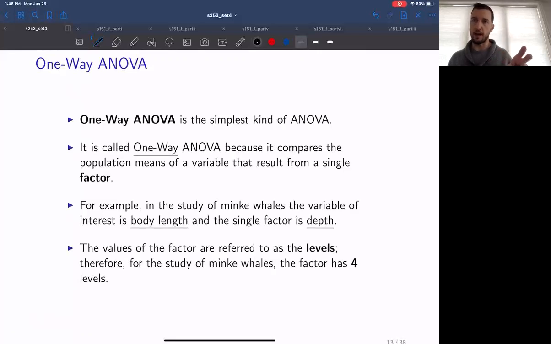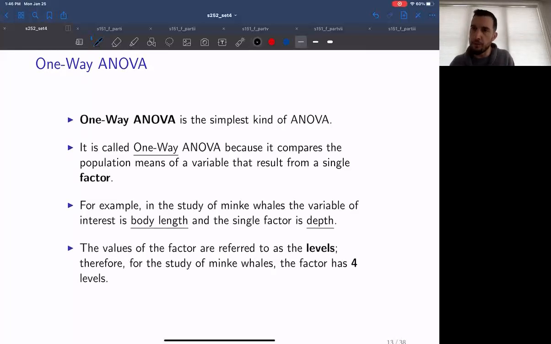So the factor count influences the type of ANOVA you use. So the 1 in one-way ANOVA means one factor of interest. If we were using a two-way ANOVA, it would mean that we have 2 factors of interest.